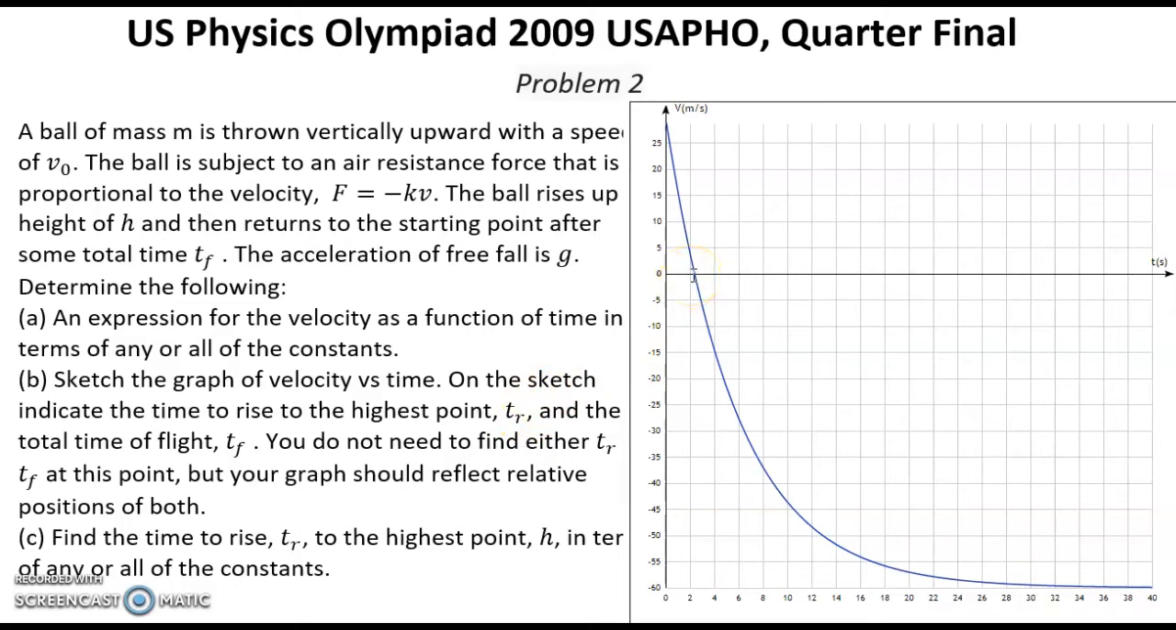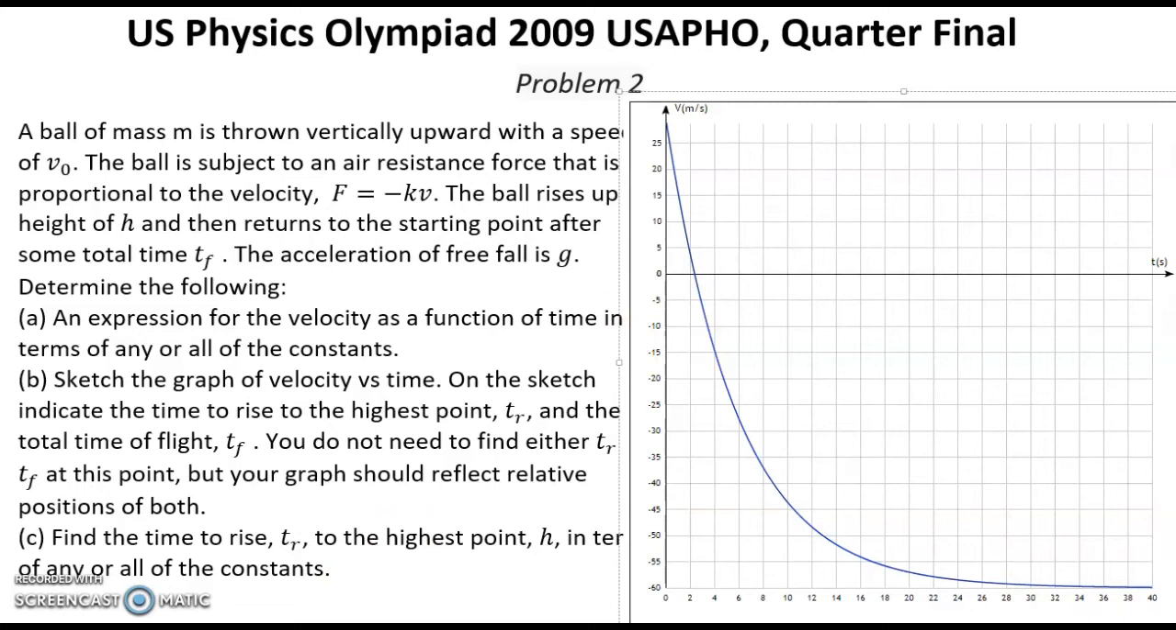And now we can estimate the total time TF, just by counting the area under the graph. So that will be this, and probably here at this point we have point TF when it reaches height equal to 0.